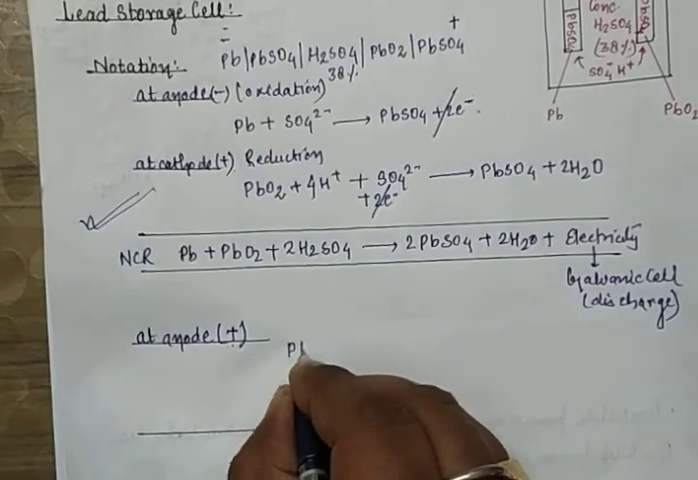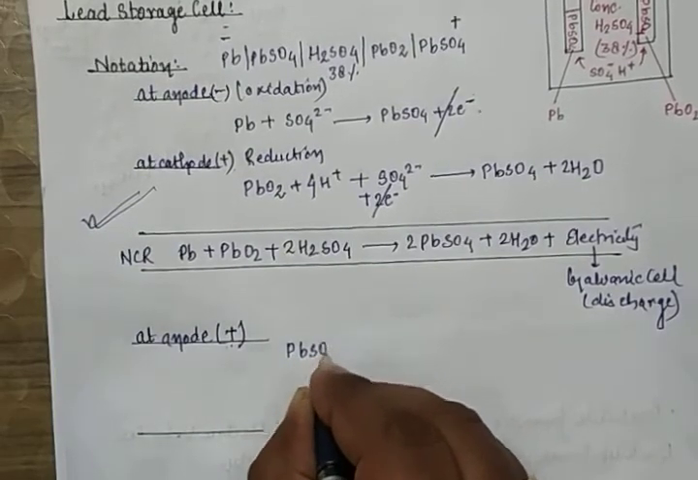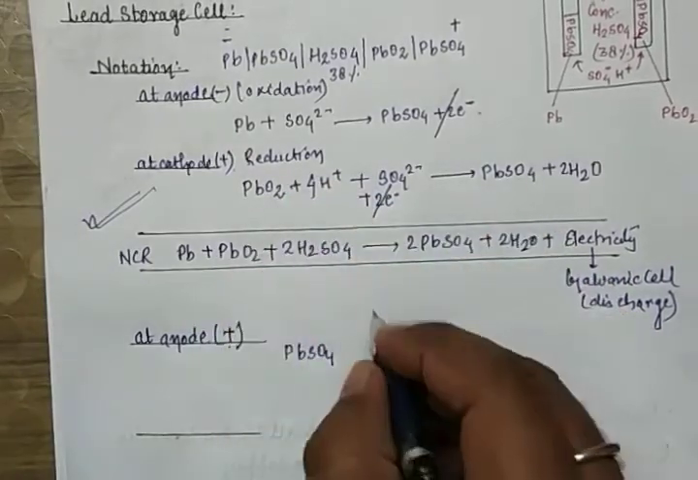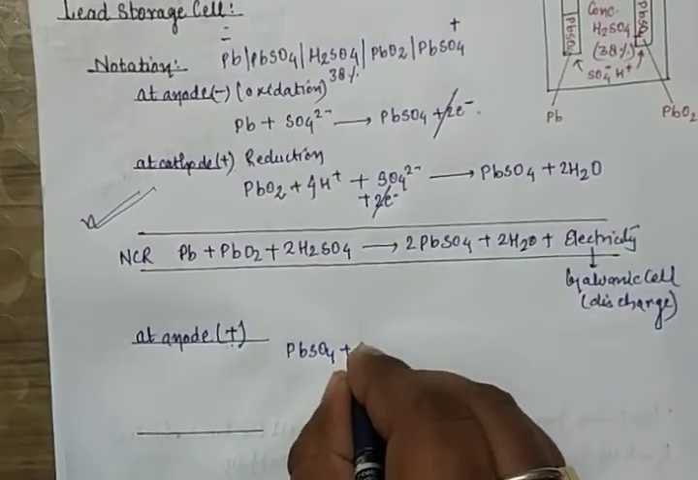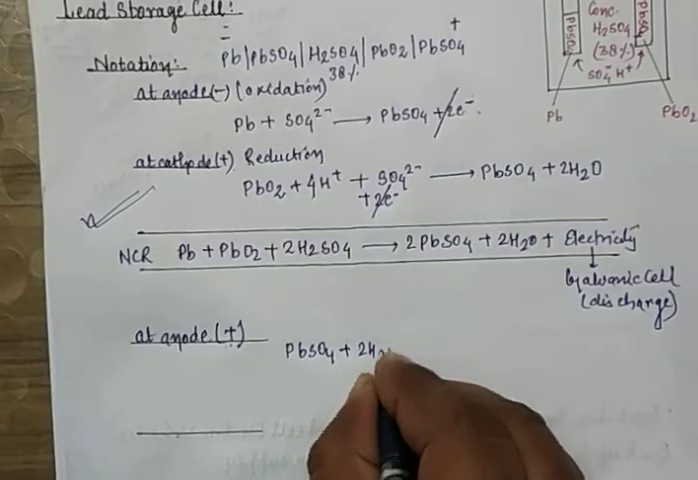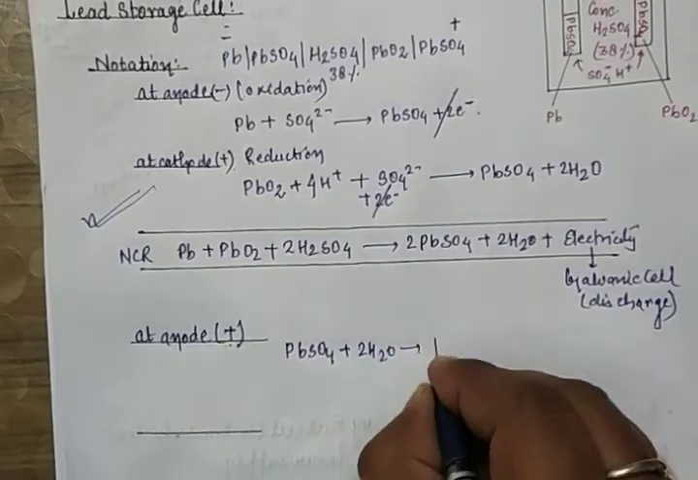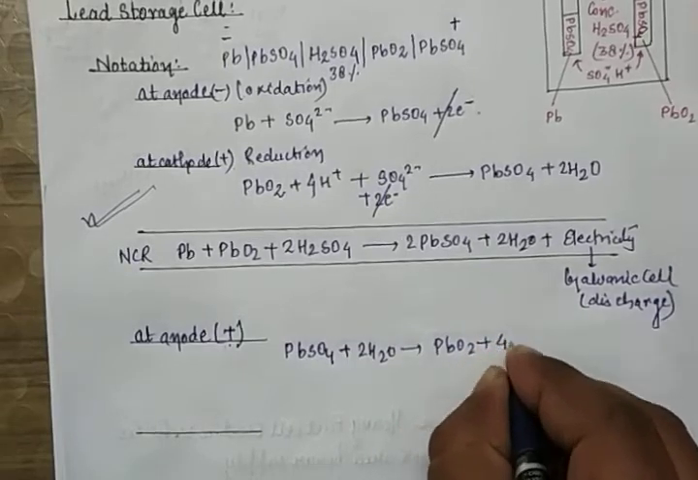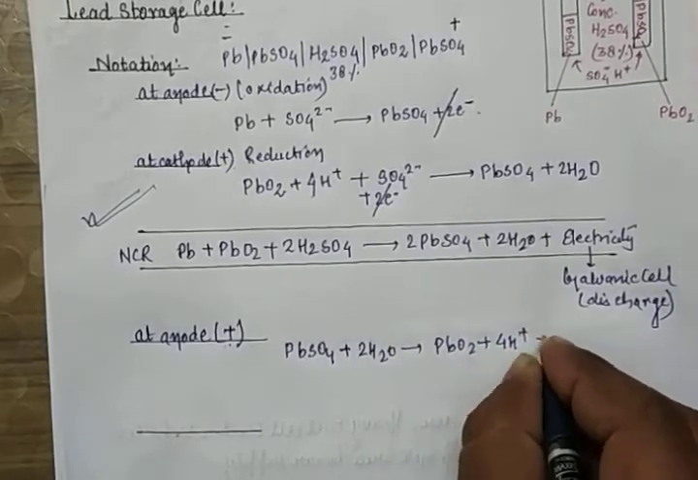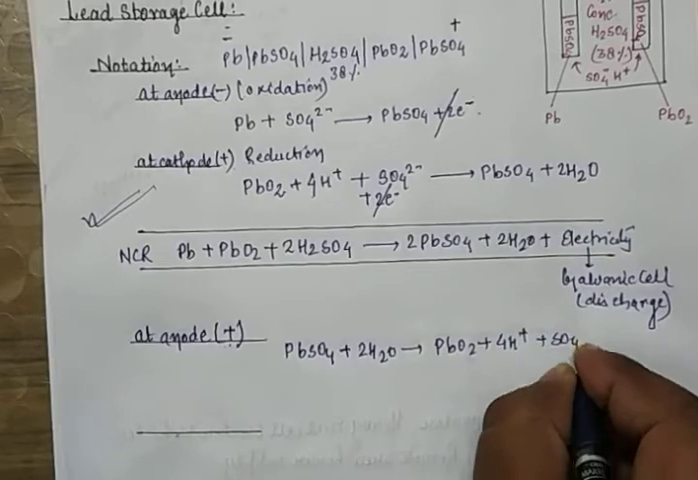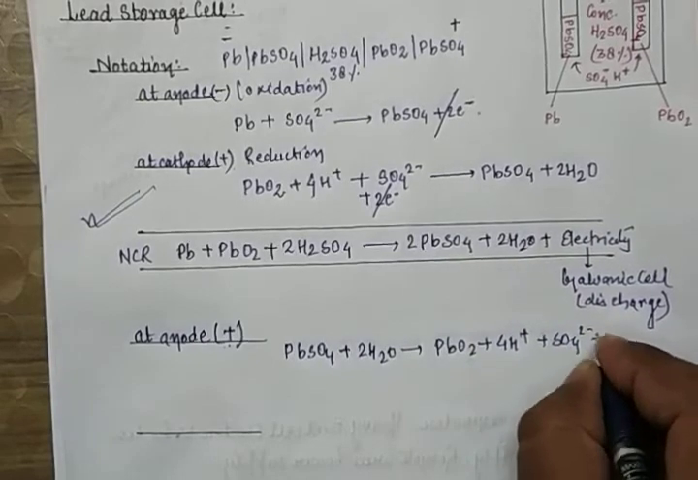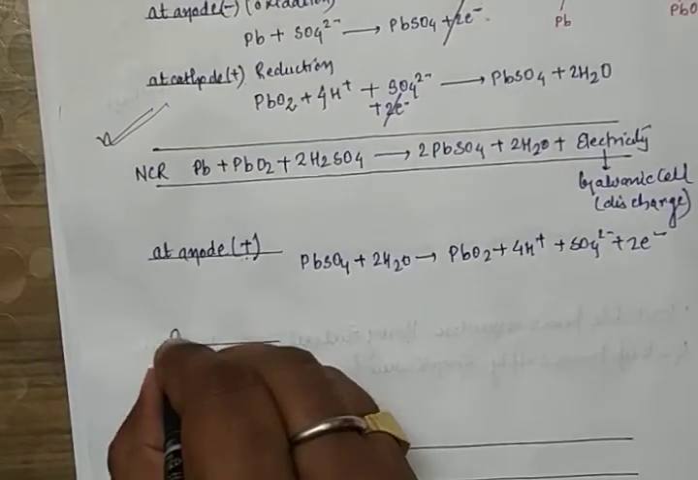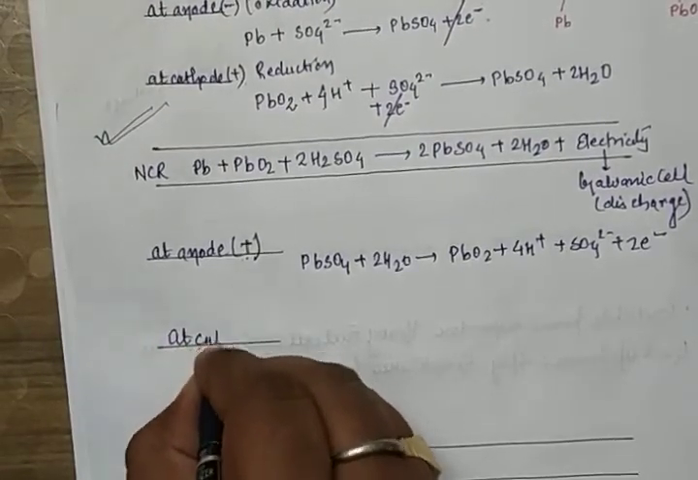So PbSO4, positive focus. Now just the reverse reaction is there. So PbSO4 plus 2H2O gives PbO2 plus 4H+ plus SO4 2- plus 2 electrons. Now clear? Now at the cathode, what?